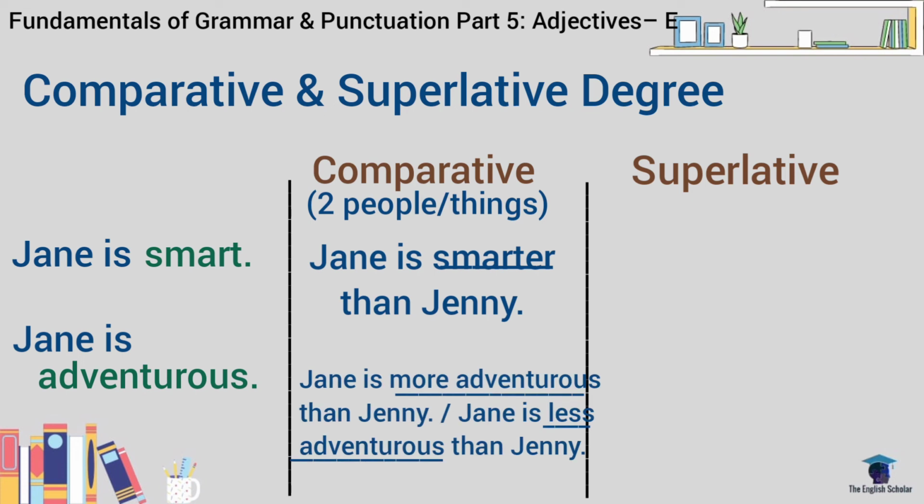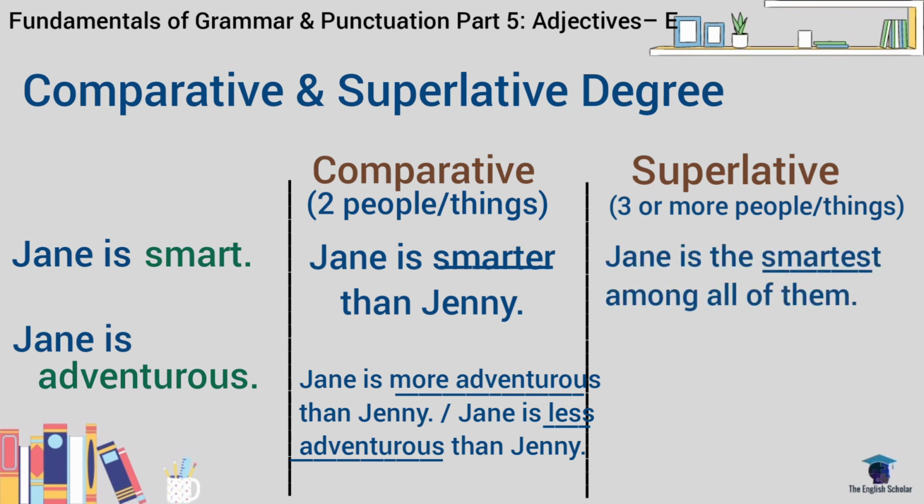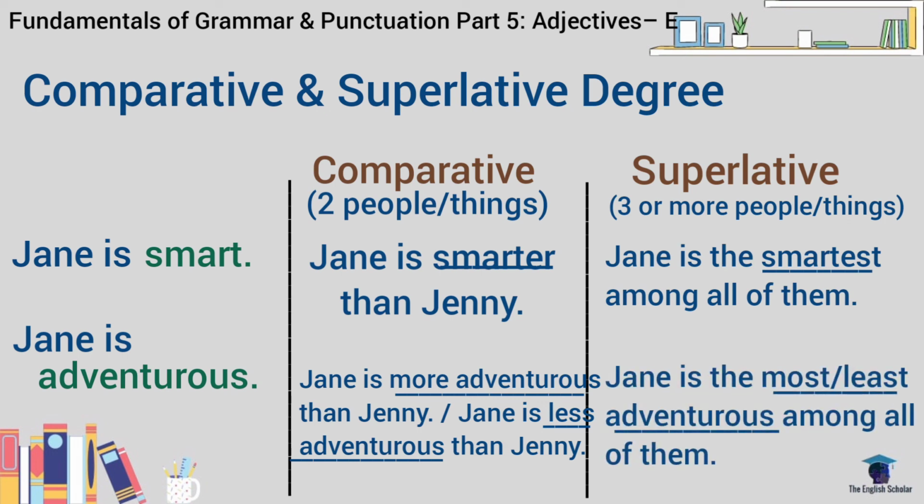For superlative, we will use superlative adjectives because it means we are comparing or differentiating 3 or more people or things. For example, Jane is the smartest among all of them. Jane is the most adventurous among all of them. Or, Jane is the most adventurous. When we compare two things or people, we usually put the word than after the comparative adjective, just like these examples here. Well, we usually put the word the before the superlative adjective when we compare 3 or more things, just like the ones also here.